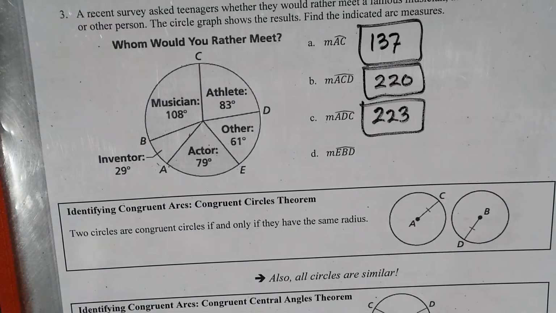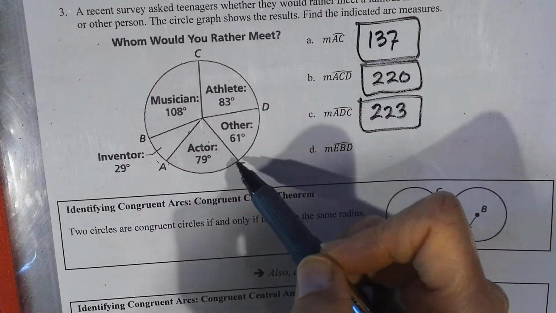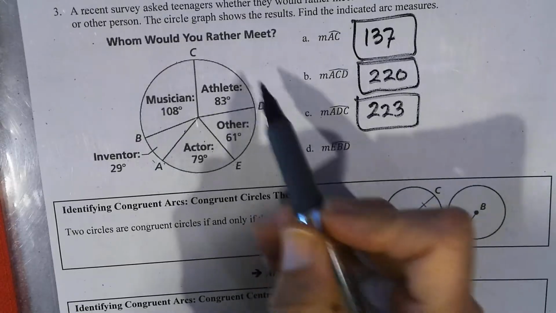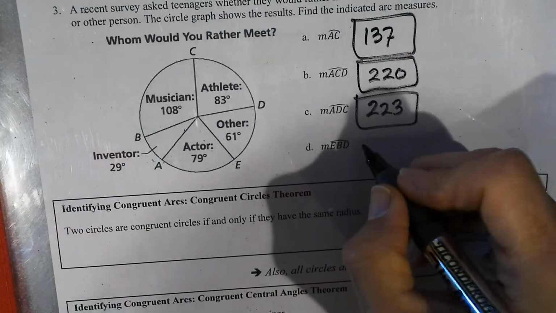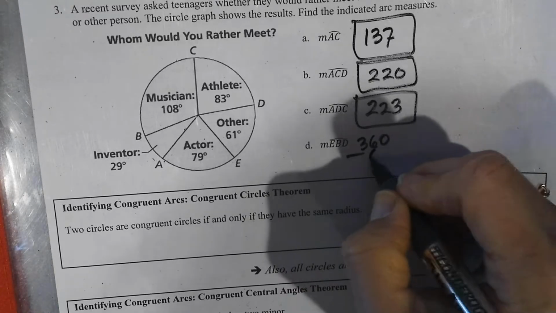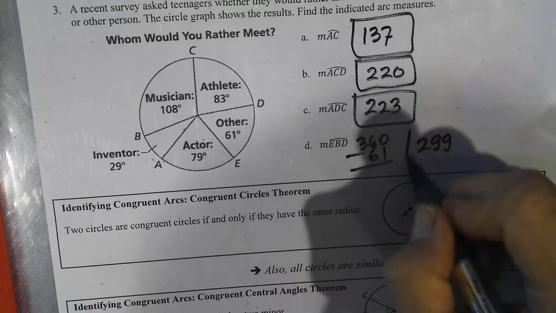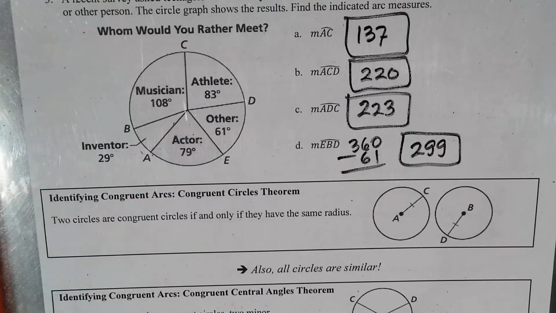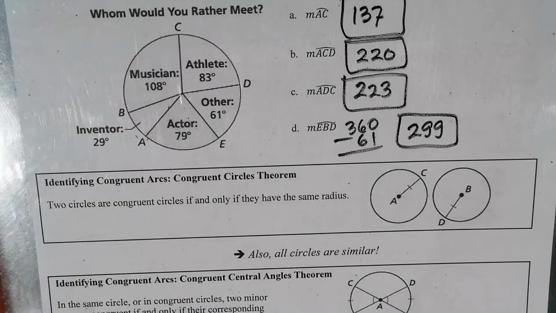And the measure of EBD is going to be from E through D all the way around. So for this one, since there's only one part of the piece that's not in there, I would do 360 minus 61. And I get 299. Again, if you have any questions about this, let me know now. Color coding helps, of course.